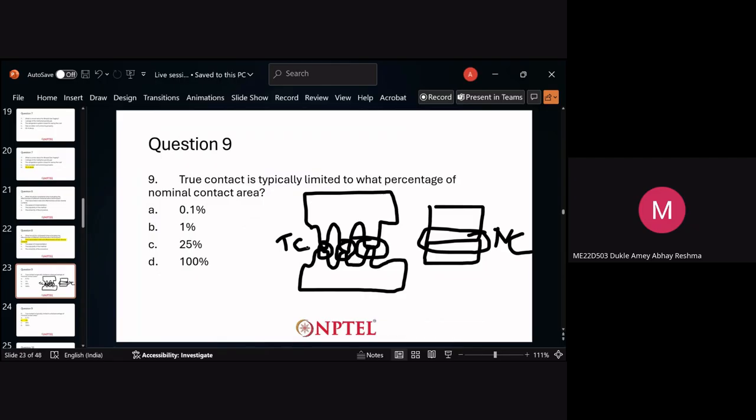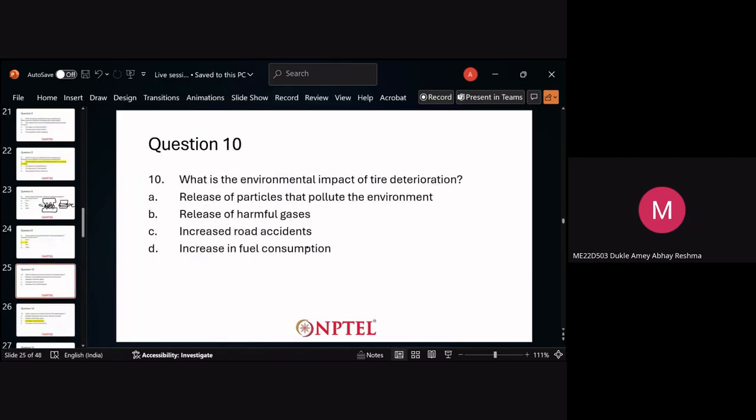I hope I'm clear. Moving to the 10th question: what is the environmental impact of tire deterioration? Release of particles that pollute the environment, release of harmful gases, increase in road accidents, increase in fuel consumption. So basically, the tires, over a period of time when they run for around 5,000, 10,000 kilometers, you will see that their grooves are gone, and the tire has become flat.